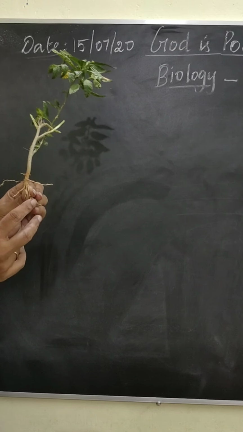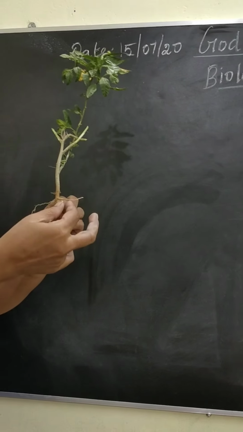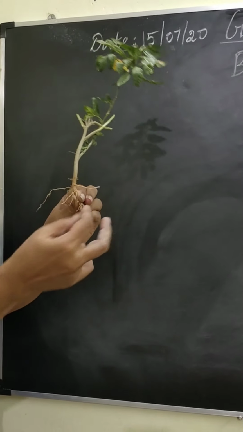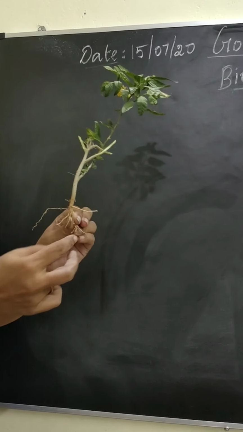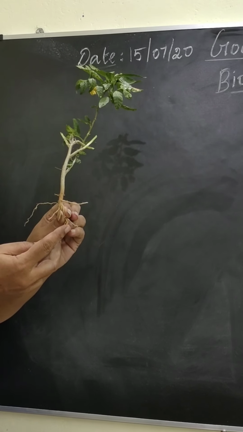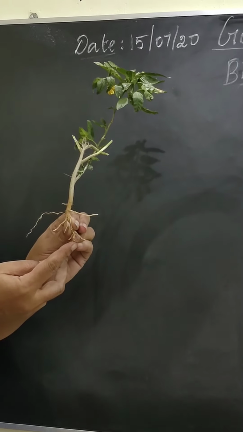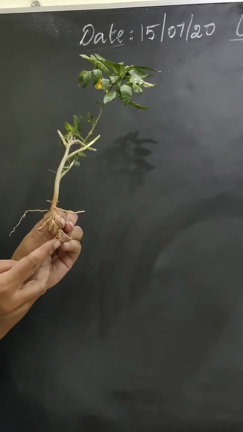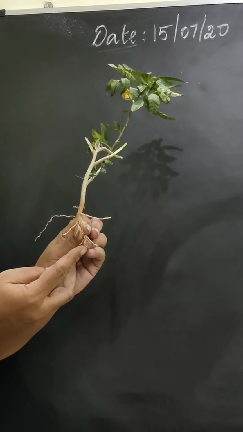Listen children, this is the primary root, this is the secondary root, then tertiary roots. See that the primary root has grown towards the water instead of growing downwards. So you can see that the primary root is positively hydrotropic.